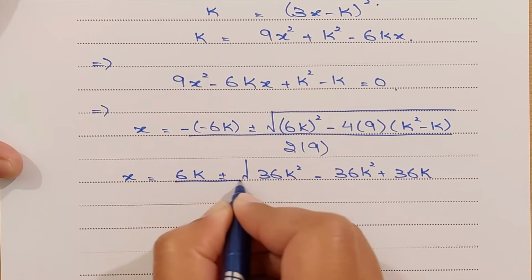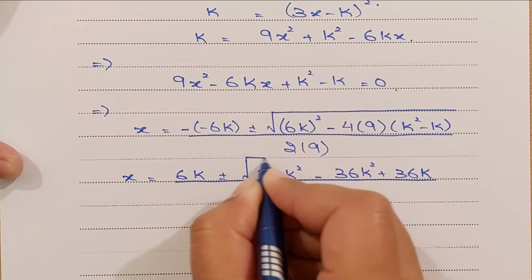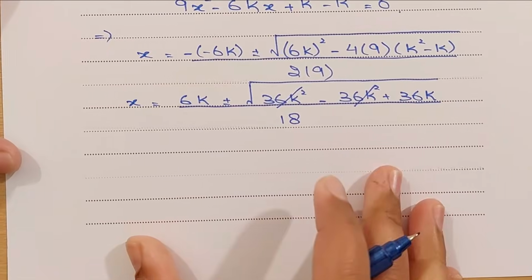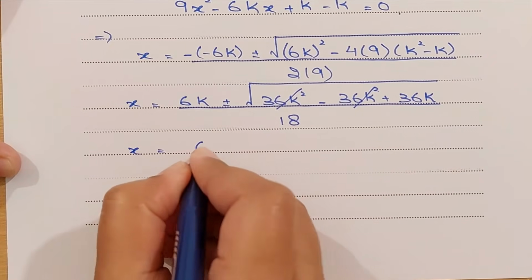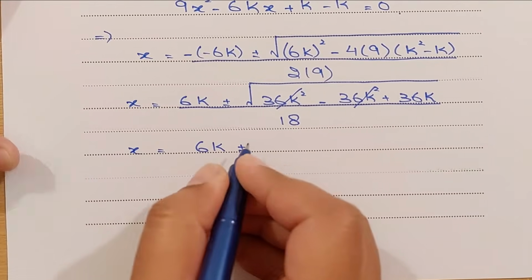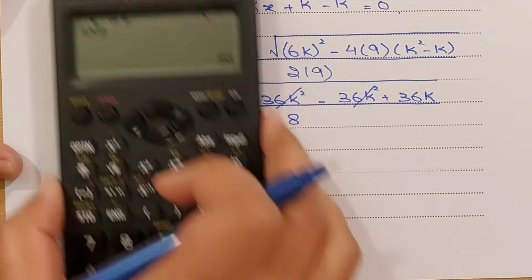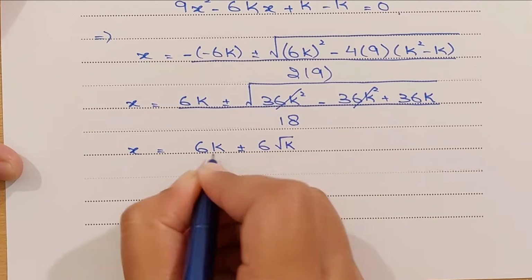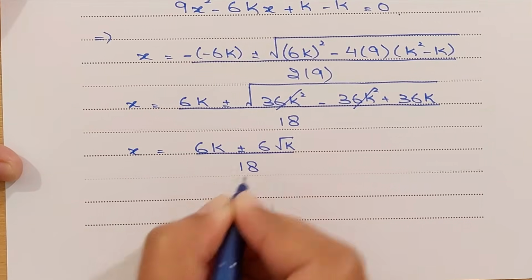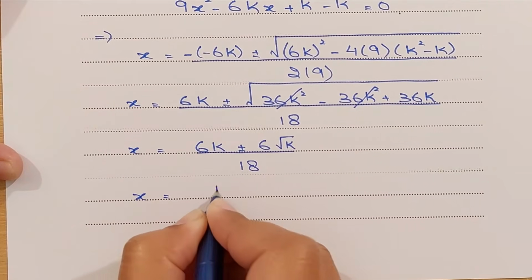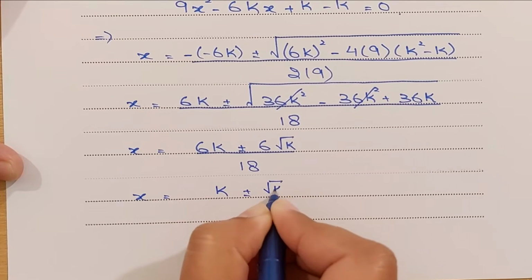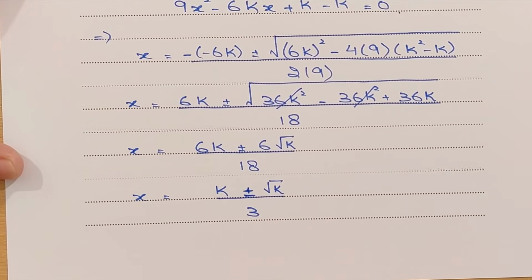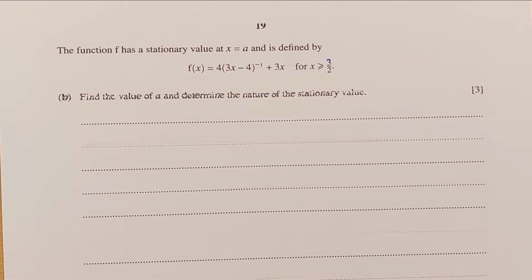Okay, and then divide it by 2 times 9, which is 18. The 36k squared and minus 36k squared cancel, so x is equal to 6k plus or minus the square root of 36, which is 6. So 6 times the square root of k, divided by 18. 6 times 3 is 18. So x is equal to k plus or minus the square root of k, divided by 3. This is the value of x in terms of k at which there is a stationary point.